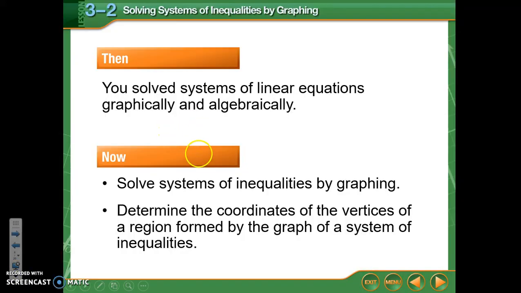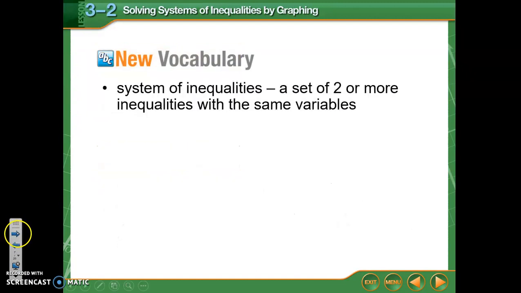So here are our objectives for this section. We're going to solve systems of inequalities by graphing. So these are inequalities, not equations. And we're going to determine the coordinates of the vertices of a region formed by graphing a system of inequalities, which I will show you what that means a little bit later. So our vocabulary for this section is just system of inequalities.